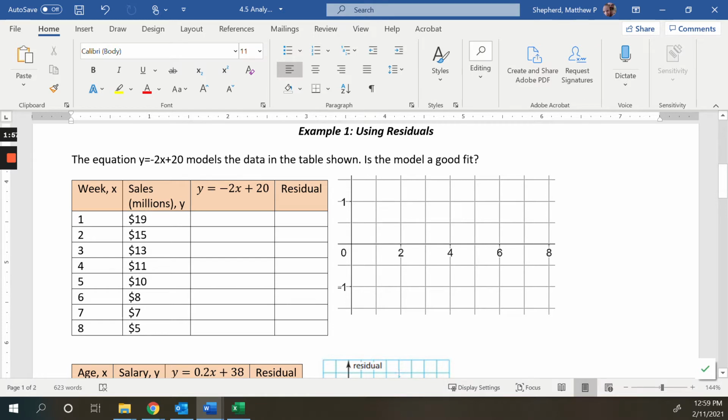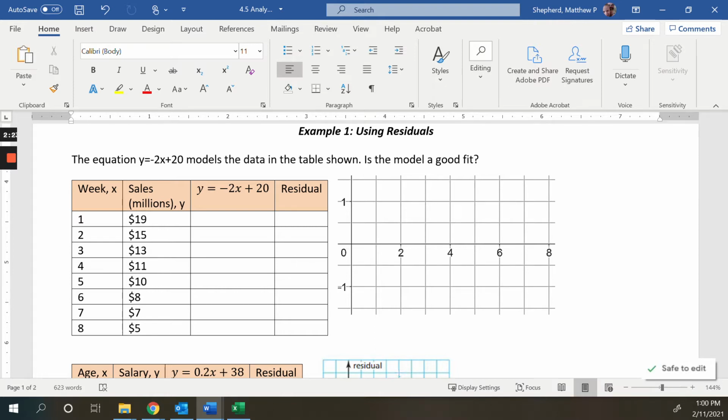Now, this is actually the equation that we generated in the last notes, that the sales were going down by 2 million, but that the opening week sales were around 20 million. And we're going to put it to this data and analyze, was our equation actually a good fit for that model?